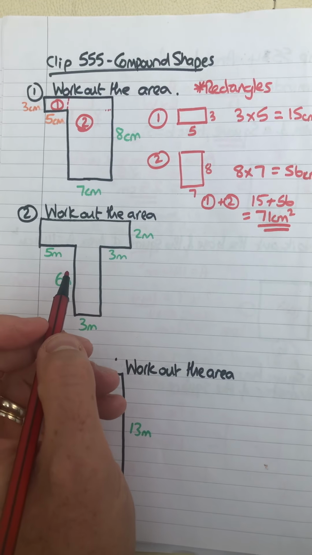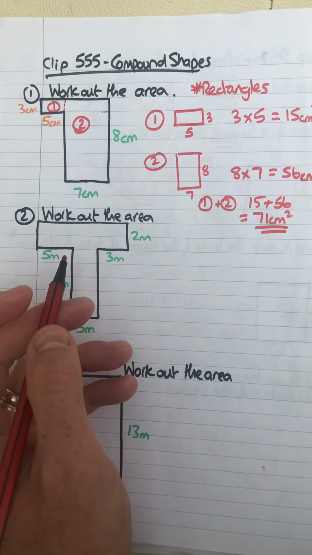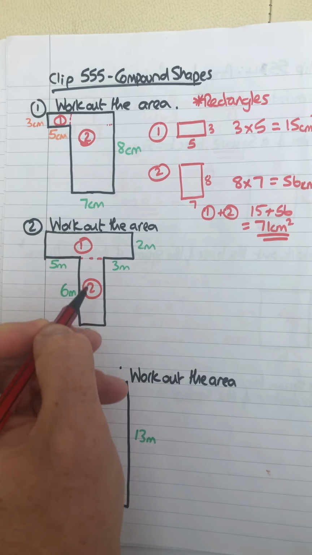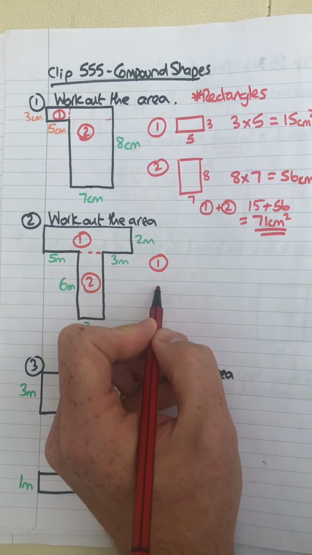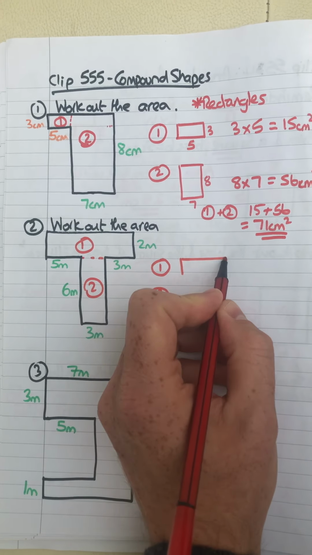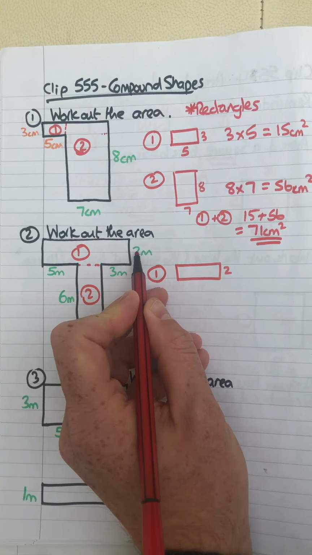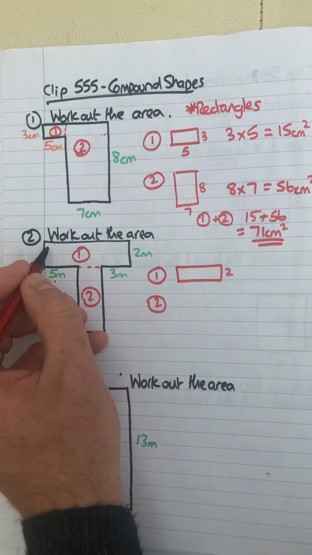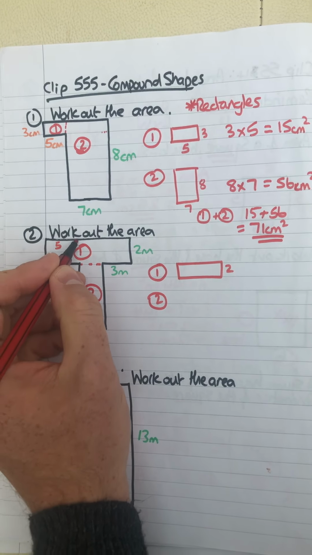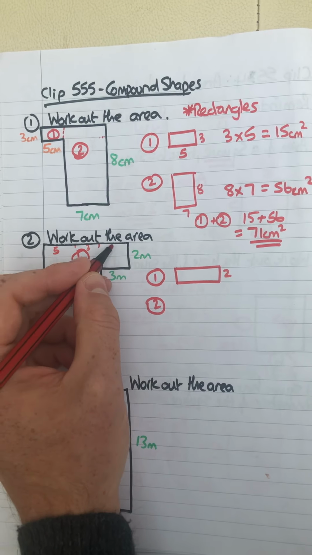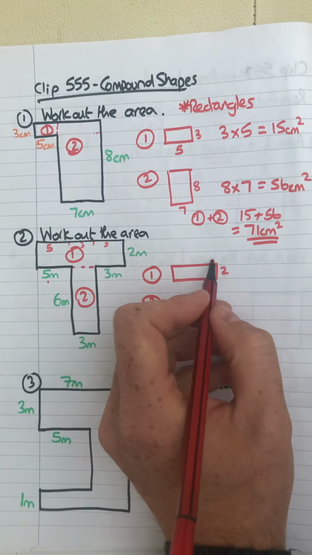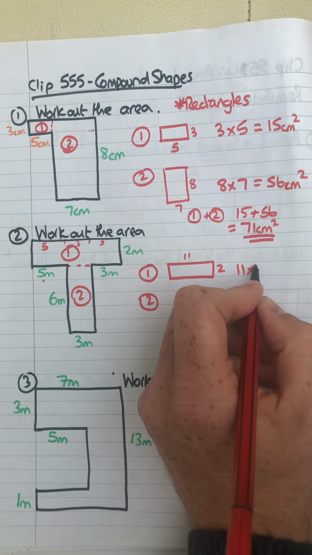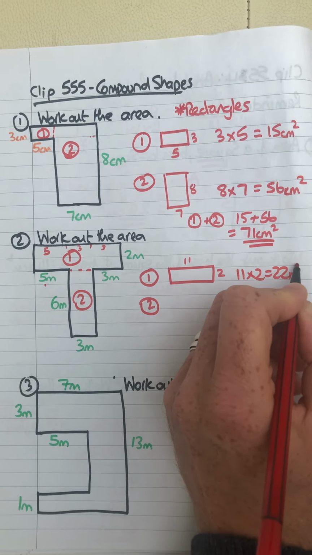Right, next one. So really there's only one way to make it into two rectangles to do this one, which is across there. Number 1, number 2. Always get in the habit of doing 1 and 2. So number 1 is a rectangle. It's got 2 there, and I've got to work out what this is. Well, that 5 plus the 3, plus this 3, all them added together will be the top length. 5, 6, 7, 8, 9, 10, 11. So 11 times 2 is 22 metres squared.